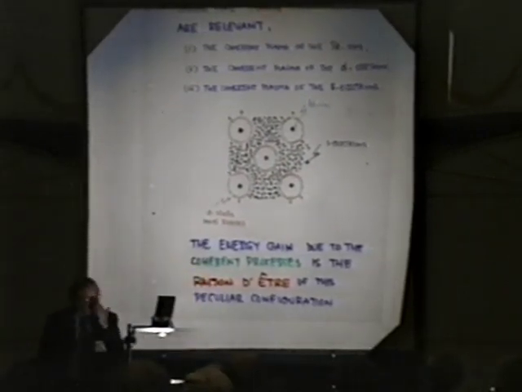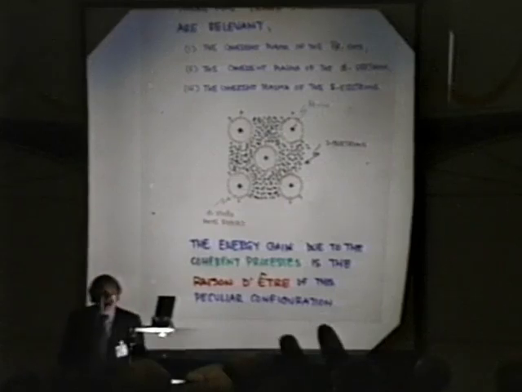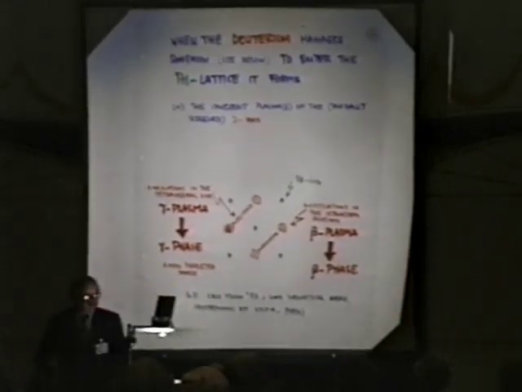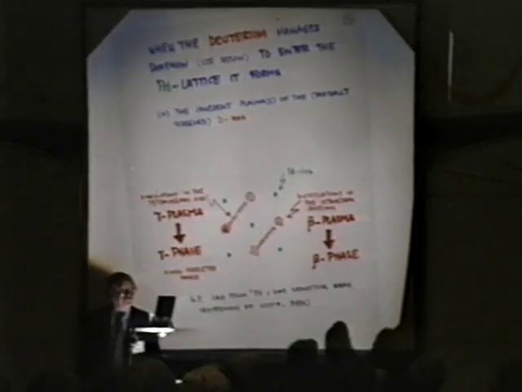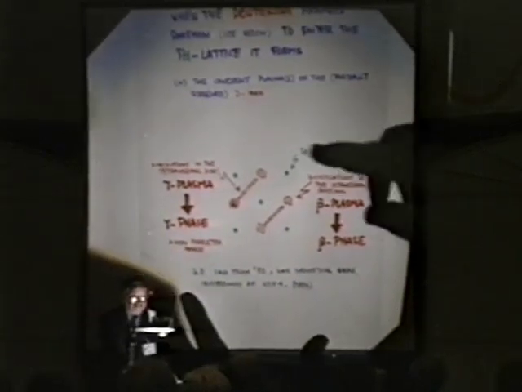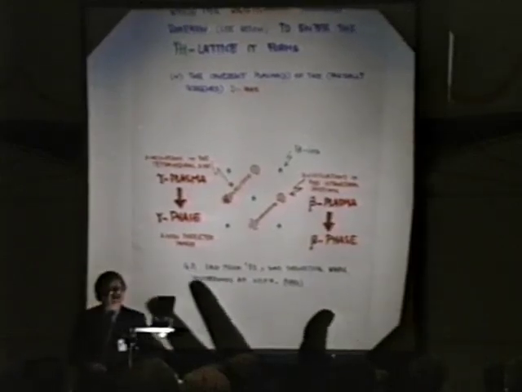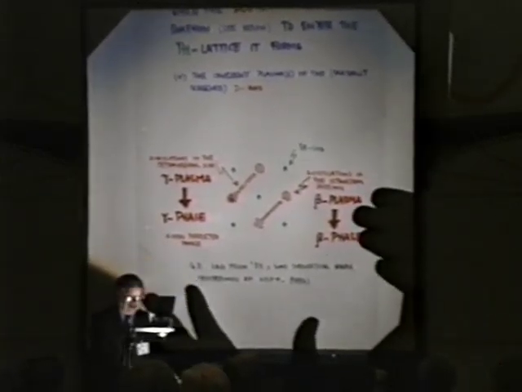Now, the energy gain due to the coherent process is in fact the raison d'etre for this peculiar and complicated configuration. Now, when the deuterium manages somehow, and we see below, to enter the PD lattice, it forms also another coherent plasma in the particular stability position where it may find itself. Now, we do know that in the beta phase, the stability positions are the so-called octahedral sites, okay? And this is a beta plasma.